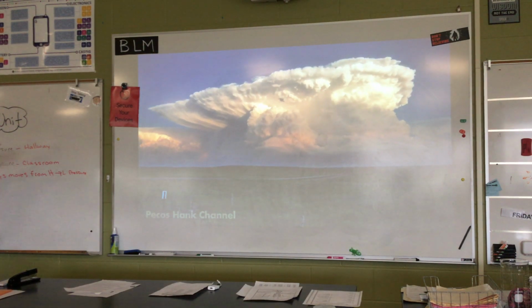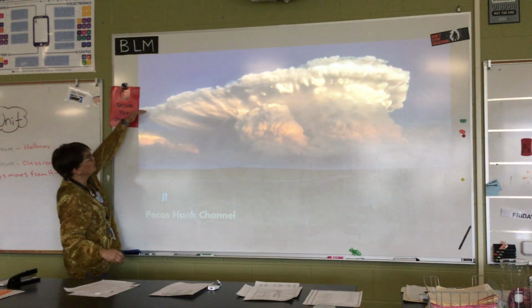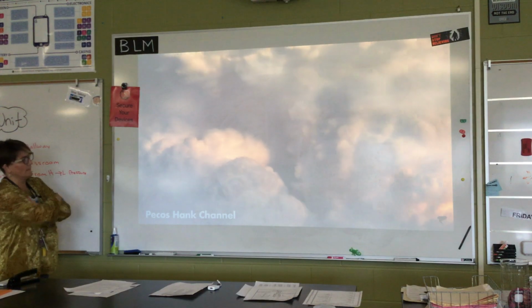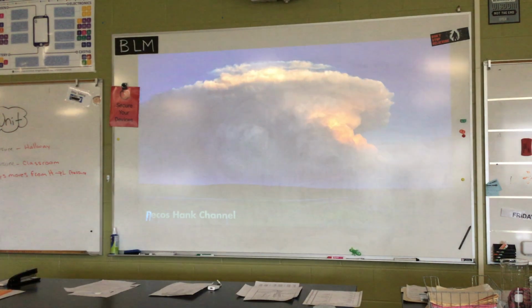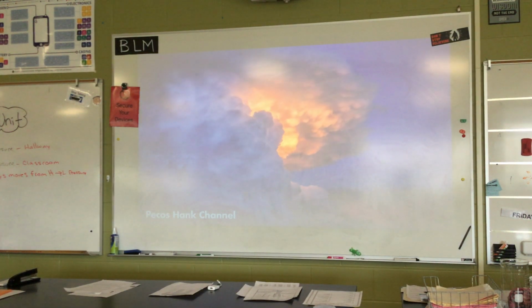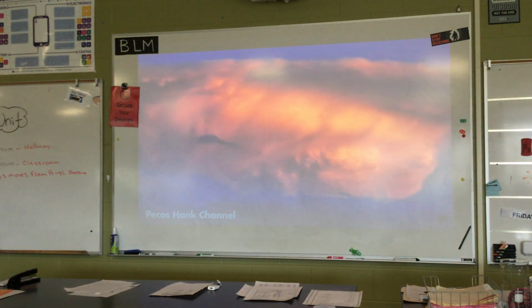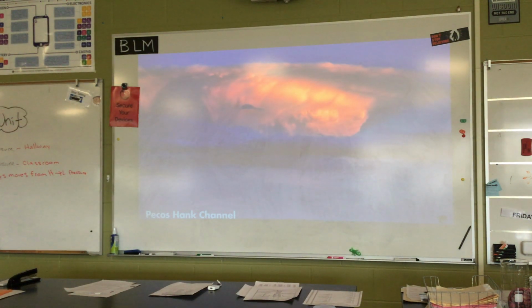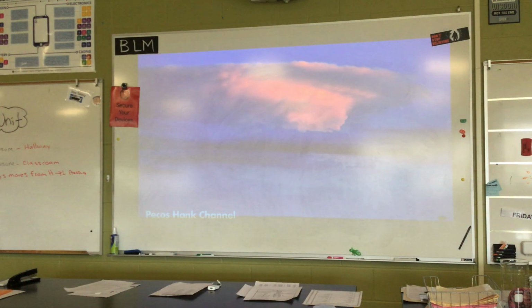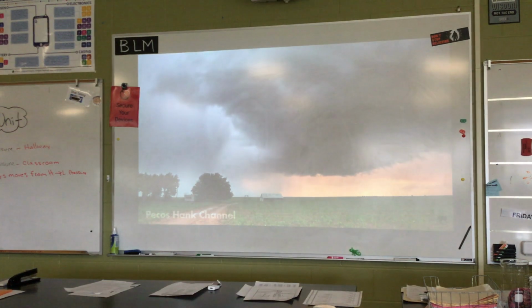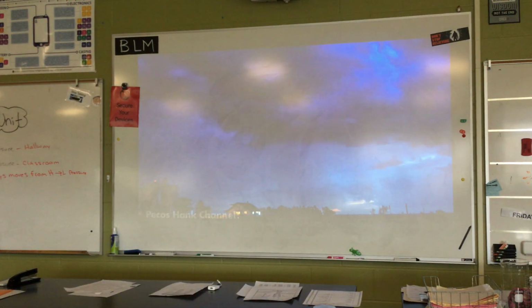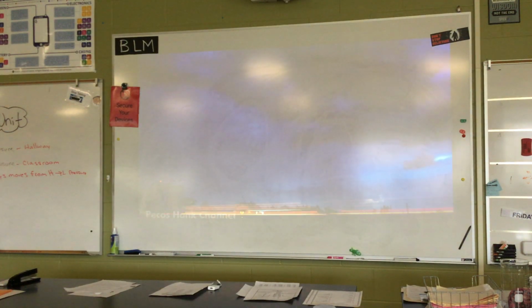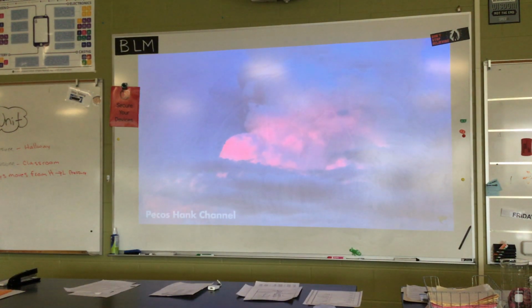So you can see, it went up to the top, hit the top of the troposphere, and then spread out. The explosive updrafts flatten into the ceiling of the troposphere. Updraft just means air is going up. The only reason it gets dark is because the cloud is so thick, sunlight can't get through it. It's just so full of water.